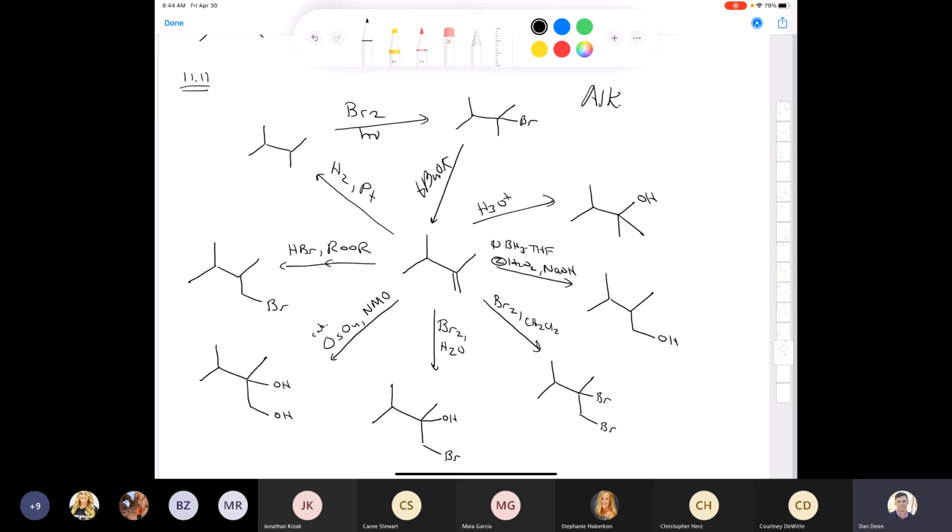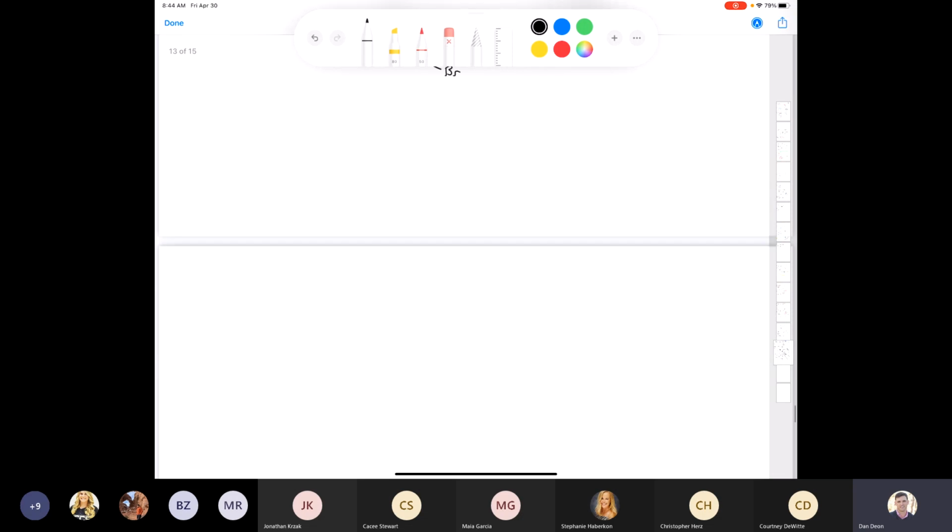So alkene reactions, and there's a lot of them that we learned. Let's take a quick peek at some alkyne reactions. So let's see, if we start with this intermediate, we have a triple bond here, so we have an alkyne.